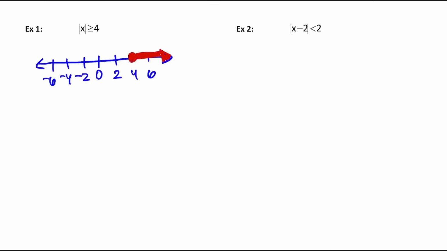Well, let's try our negative numbers. Does negative 2 work? Well, put a negative 2 in. Absolute value of negative 2 is positive 2. Is positive 2 greater than or equal to 4? No, that doesn't work.